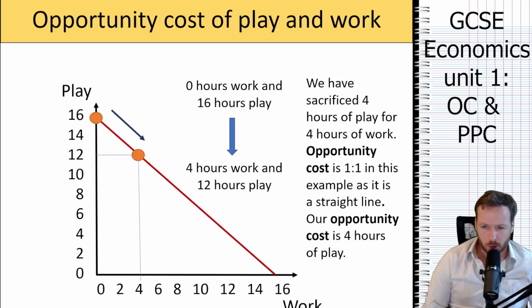So what we look at there is what we sacrifice. We sacrifice 4 hours of play in order to get 4 hours of work. And that 4 hours of work gives us money. So that's what we're looking for, really. We gain money in sacrifice of our leisure time.